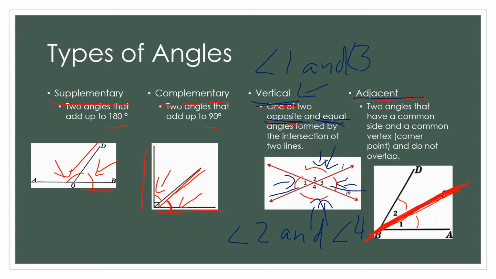Adjacent angles is our next one. These are two angles that have a common side and a common vertex, corner point, and do not overlap. Okay, so this angle right here is angle 1, then we have angle 2. So these two angles share this side right here, this ray from B to C, line segment from B to C. So these angles aren't overlapping, they're not on top of each other. And they have that common side and vertex. That's what makes it adjacent.